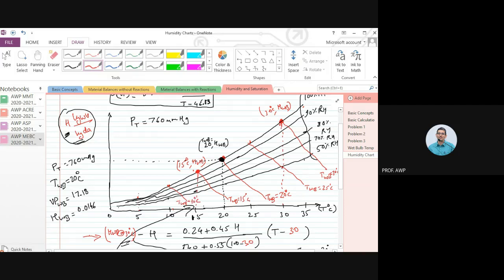So you can plot this in Excel. The advantage now is if I tell you the temperature is 25 degrees centigrade and wet bulb temperature is 20 degrees centigrade, that means corresponding to 25 degrees centigrade, if I go up, wherever it cuts the 20 degrees centigrade wet bulb line, that is where we are. That's our point corresponding to 25 degrees centigrade dry bulb temperature and wet bulb temperature of 20 degrees centigrade. Now I can get the humidity straight away by just reading from the graph.